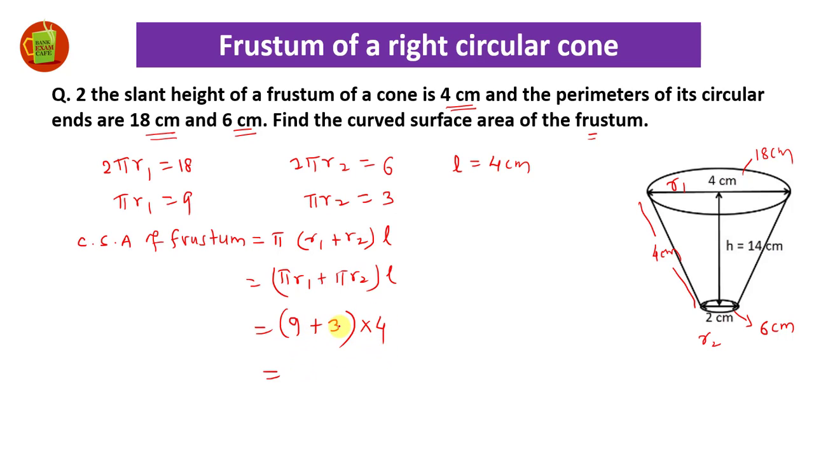Now here 9 plus 3 will be 12 into 4. So 12 fours are 48. So it is 48 square centimeter, and since it is an area, the unit will be square centimeter. So the curved surface area of the frustum is equal to 48 square centimeter.